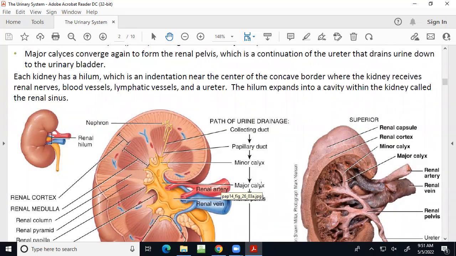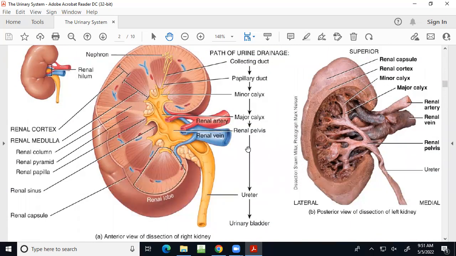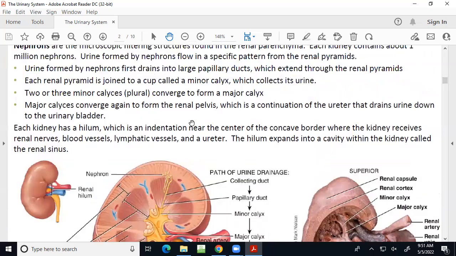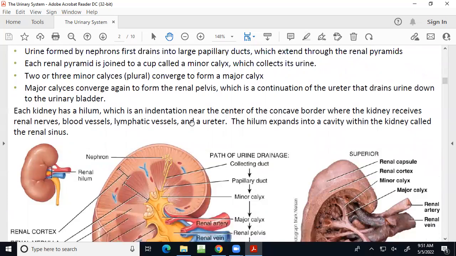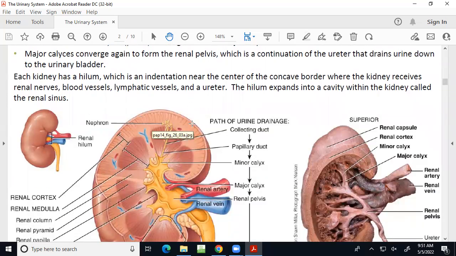Okay, and then from there, the urine will drain to the urinary bladder, as you can see, their little path of urine drainage listed on the right. Each kidney has a hilum, or renal hilum, as it's labeled here in this picture. An indentation near the center of the concave border where the kidney receives renal nerves, blood vessels, lymphatic vessels, and a ureter.